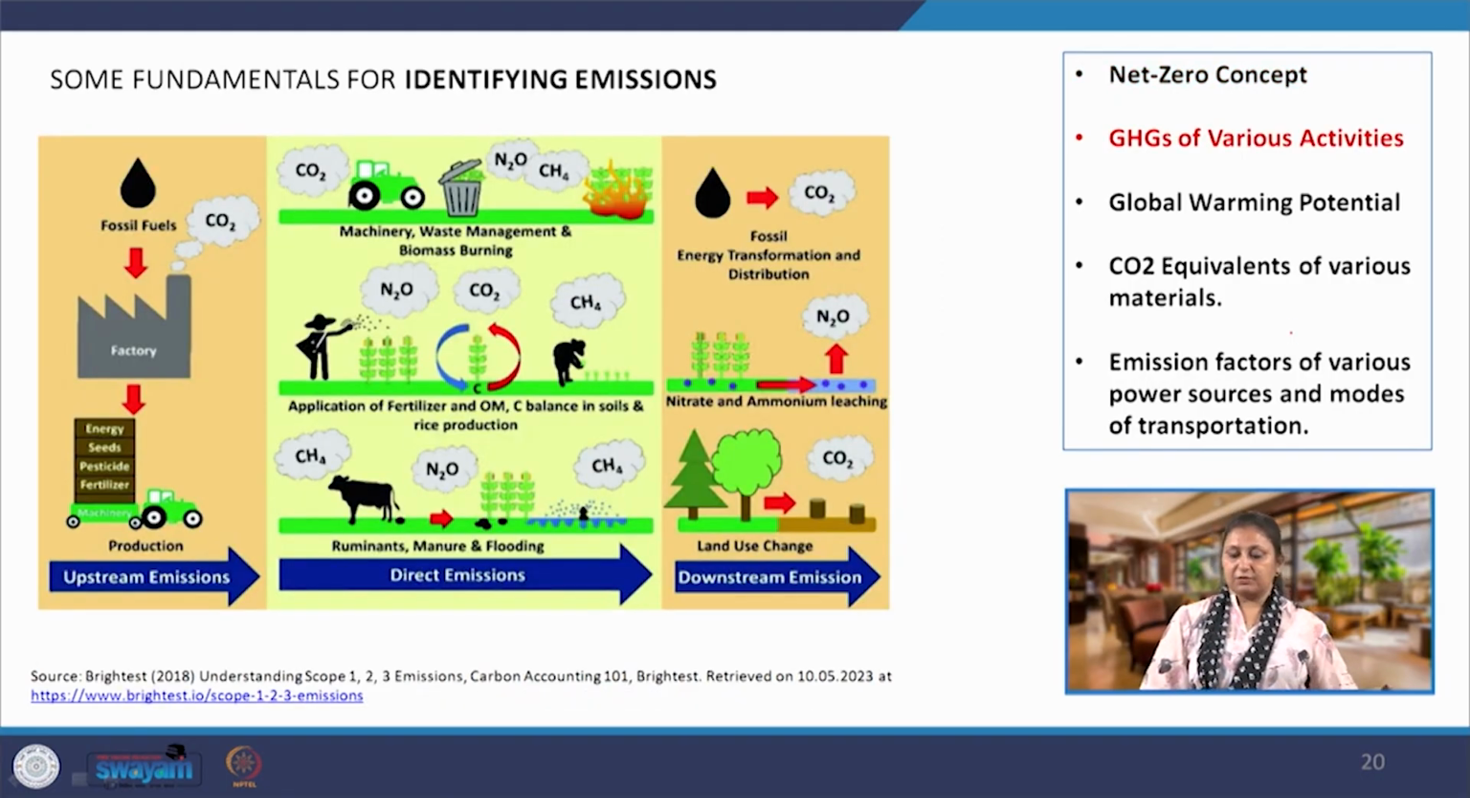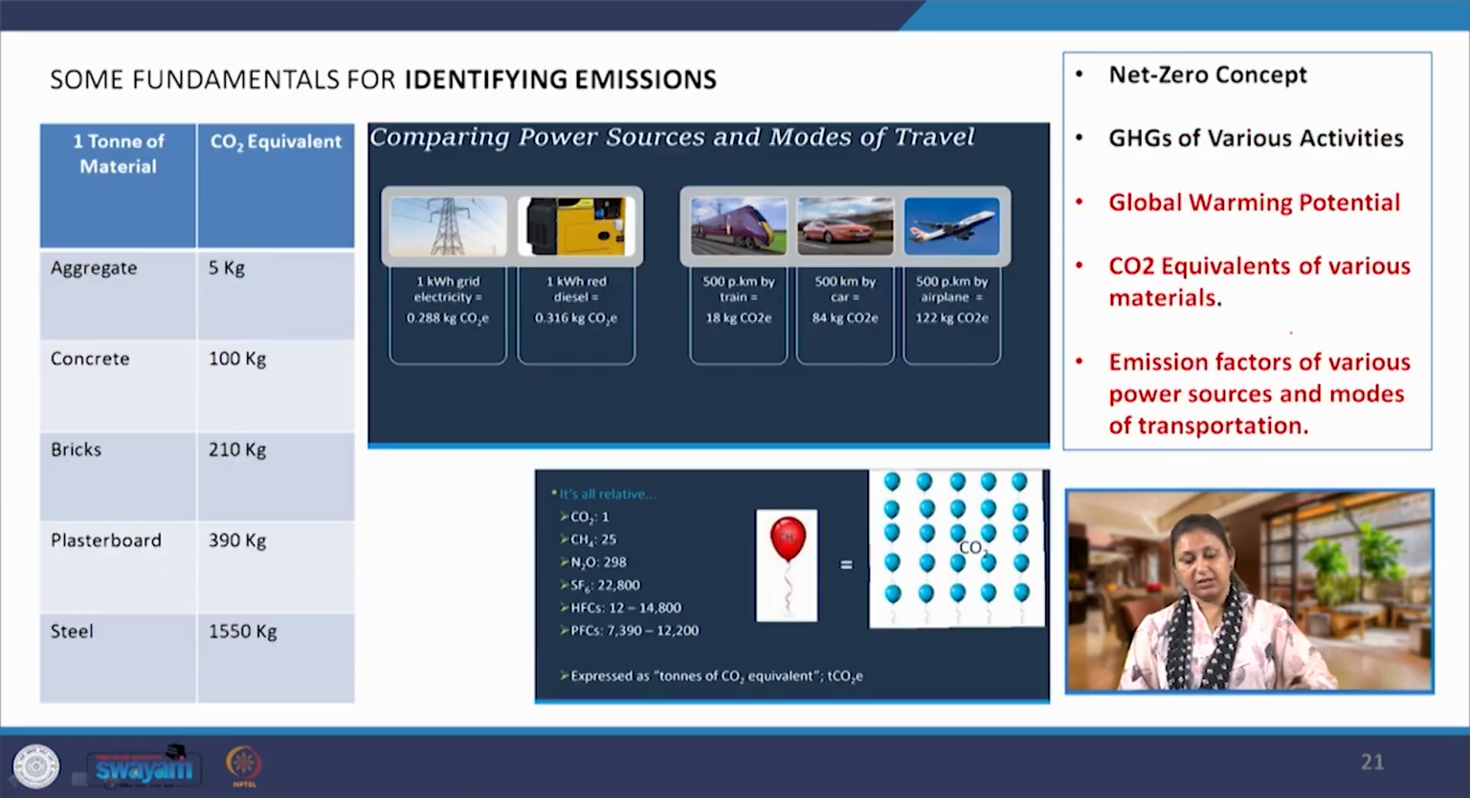And then we identify the greenhouse gas emissions of various activities, both upstream as well as downstream, and the direct emissions that are there in between, identifying the global warming potential for the different materials that are going to be used and the different activities that are going to be performed. So, basically the choices that we have, as I have been mentioning, from a petroleum product based transportation fleet to an electric vehicle fleet. So, we always have options of selection.